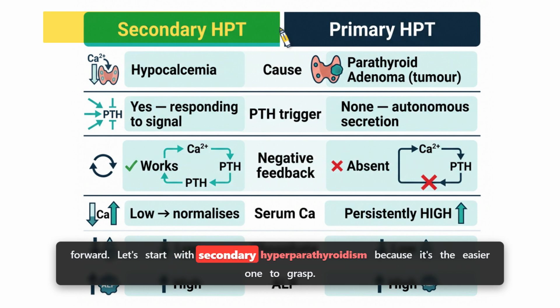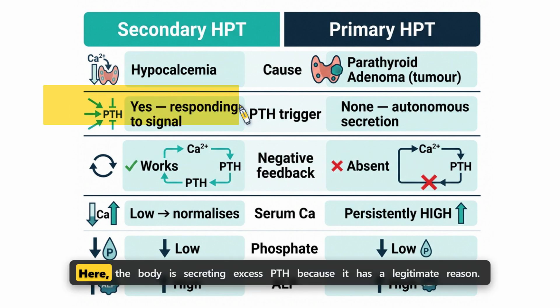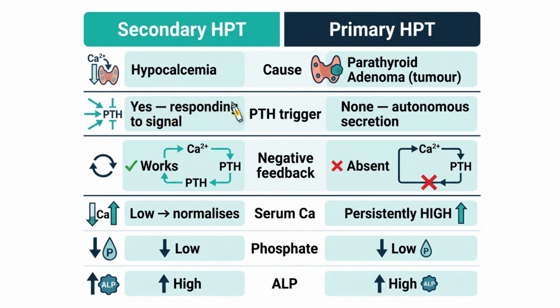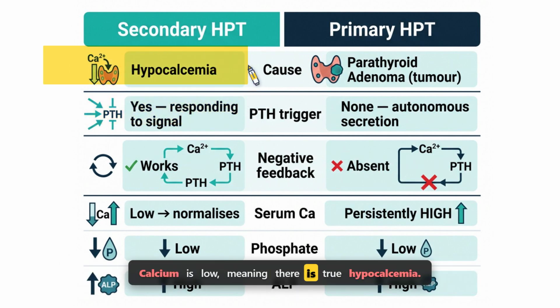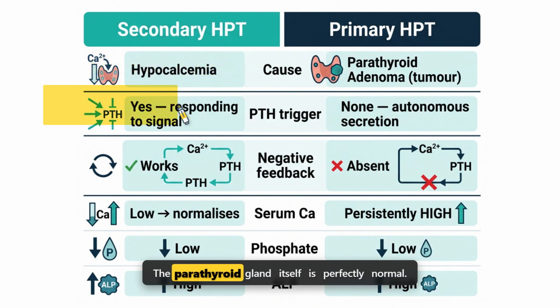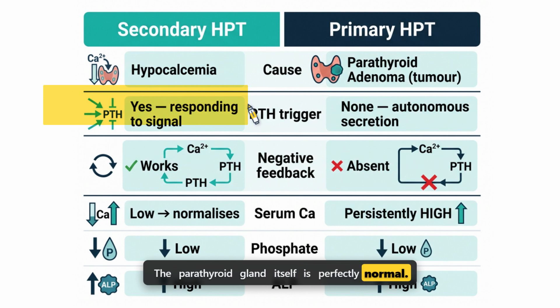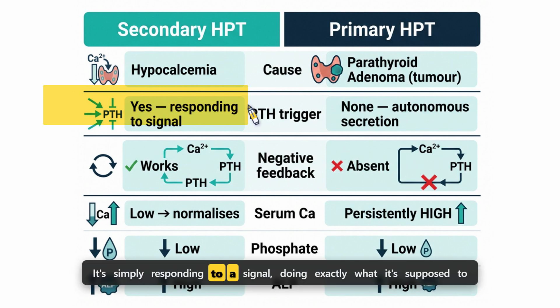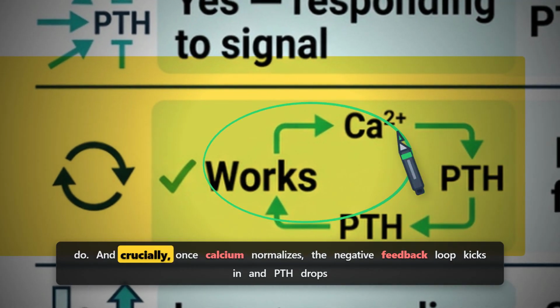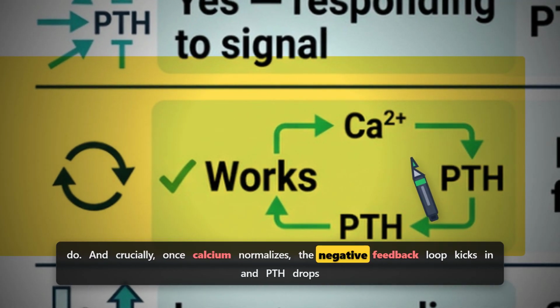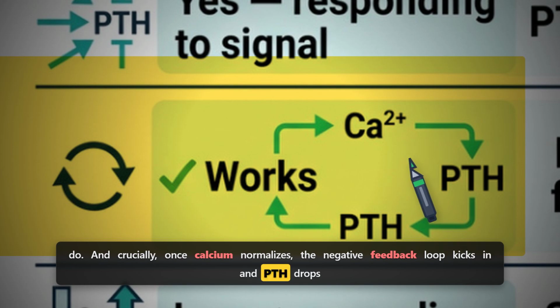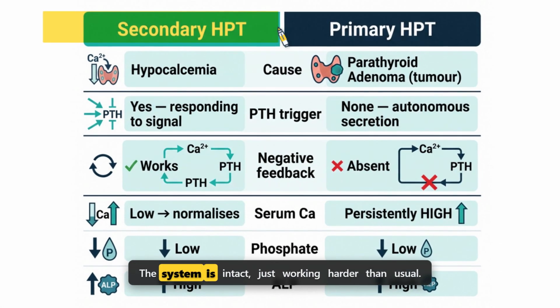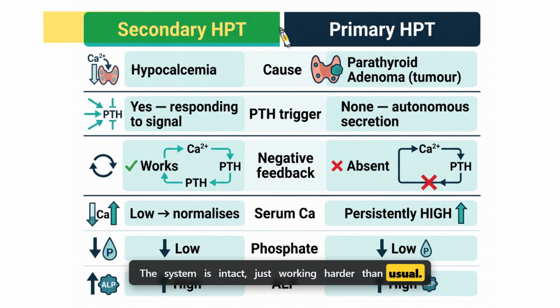Let's start with secondary hyperparathyroidism, because it's the easier one to grasp. Here, the body is secreting excess PTH because it has a legitimate reason. Calcium is low, meaning there is true hypocalcemia. The parathyroid gland itself is perfectly normal. It's simply responding to a signal, doing exactly what it's supposed to do. And crucially, once calcium normalizes, the negative feedback loop kicks in and PTH drops back down. The system is intact, just working harder than usual.